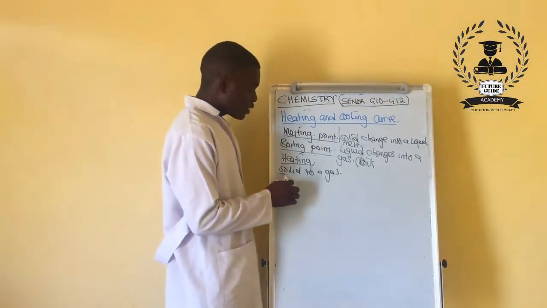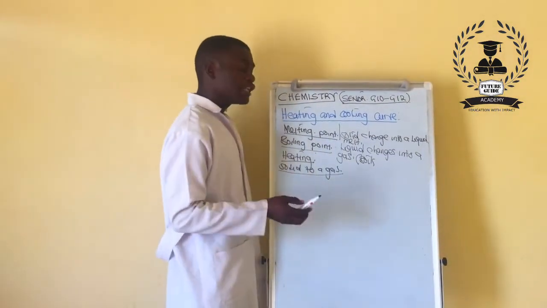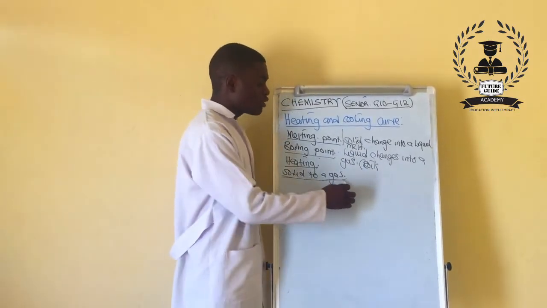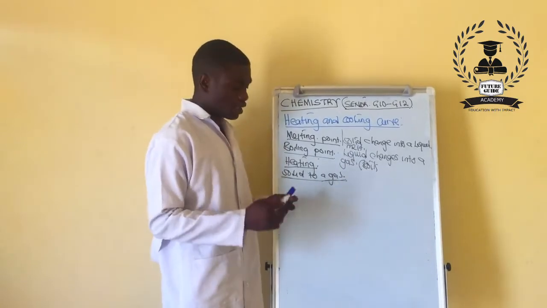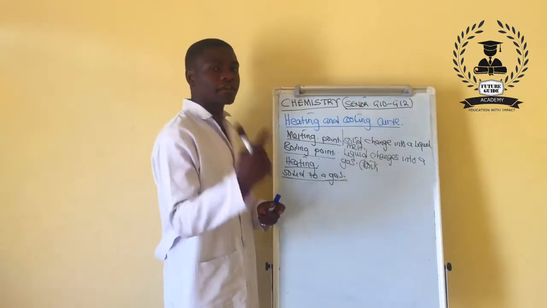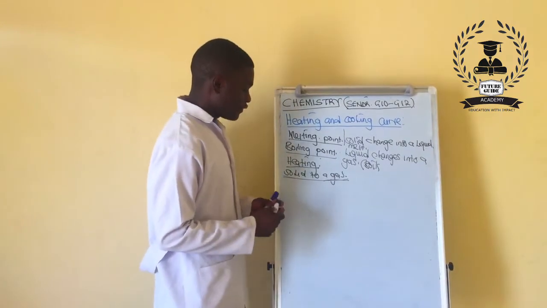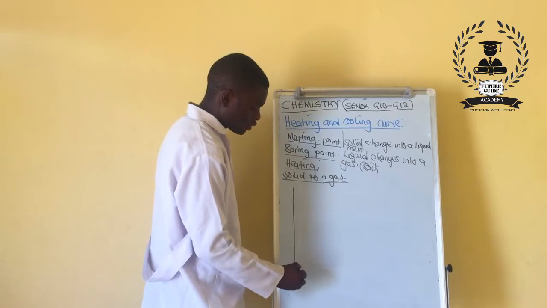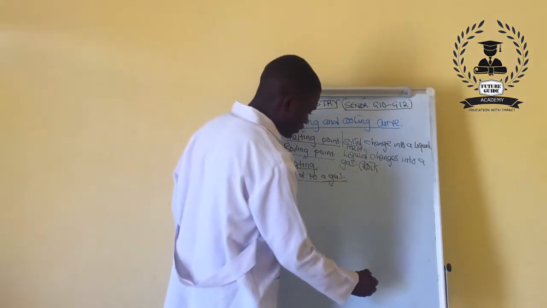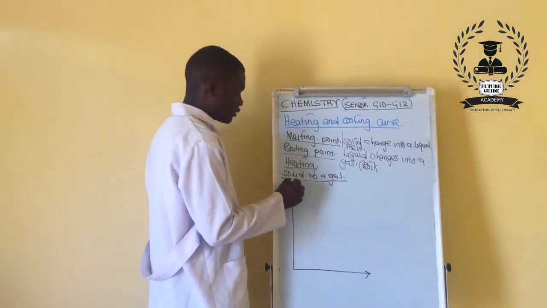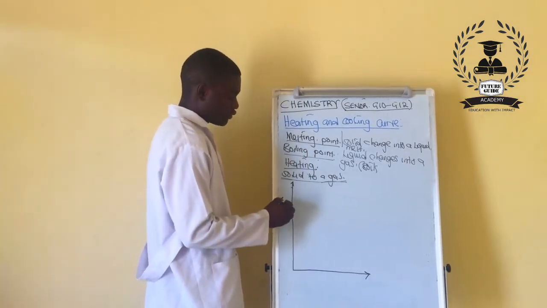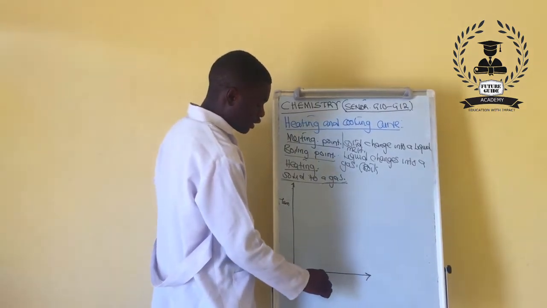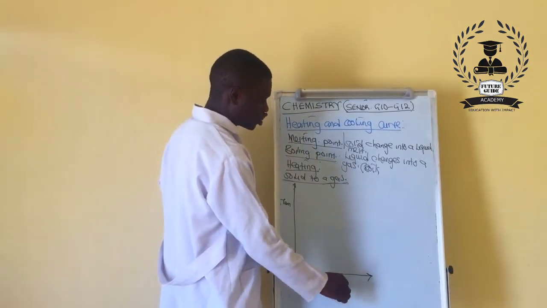Remember to say this one, for it to change, there is heat needed. So all processes that move from solid to gas, they're exothermic because they require heat for them to change. So a very good example, we've got our curve here. And that is our curve. Here we've got temperature, and then here we've got our element that is changing.